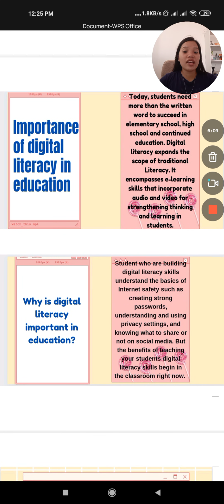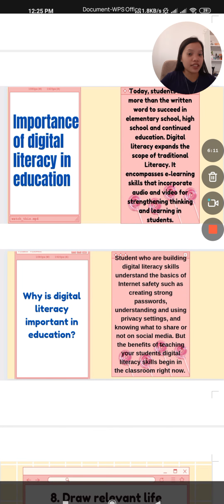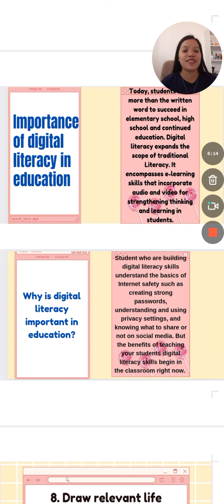Why is digital literacy important in education? Students who are building digital literacy skills understand the basics of internet safety, such as creating strong passwords, understanding and using privacy settings, and knowing what to share or not on social media. But the benefits of teaching your students digital literacy skills begin in the classroom right now.